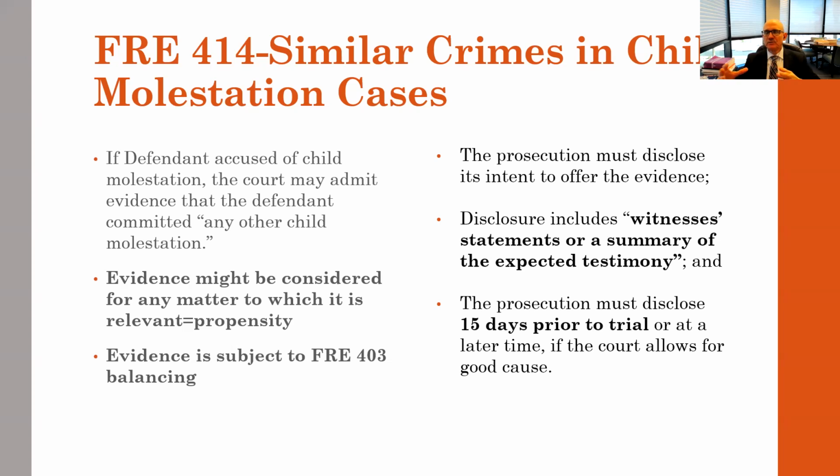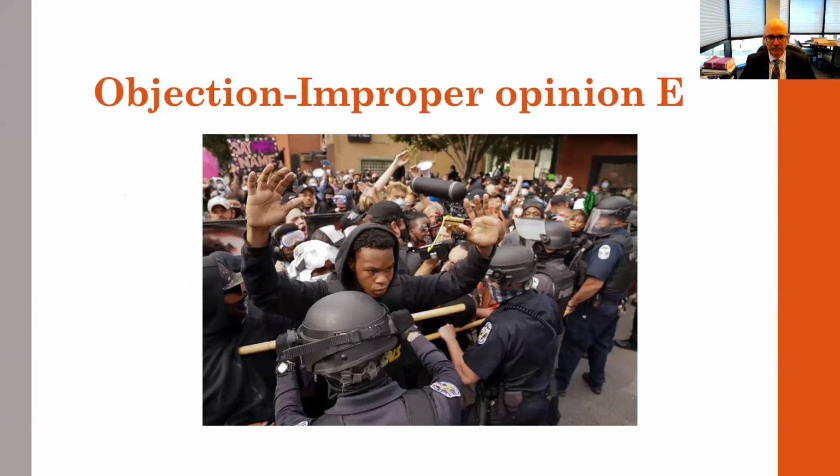So if we're able to convince the court that bringing in the prior is going to result in undue prejudice to our client, we can exclude it. In addition to that, the prosecution has to disclose to us if they are intending on using that evidence.